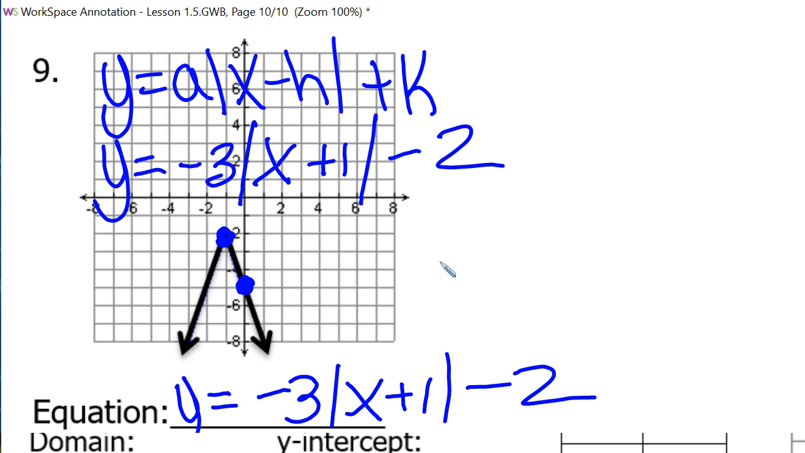And for what value of x is f of x equal to -2? And what does f of x mean? Y. So there's a point that has a y value of -2. So down here, it's -8, -7, -6, -5, -4, -3. They're talking about the vertex. So when the y value is -2, what is the x value? -1.